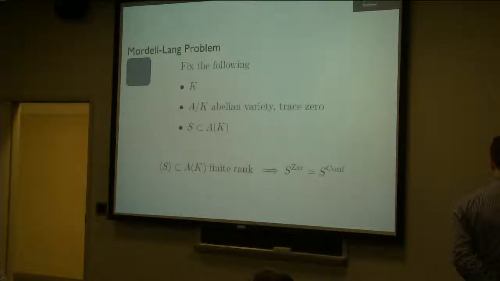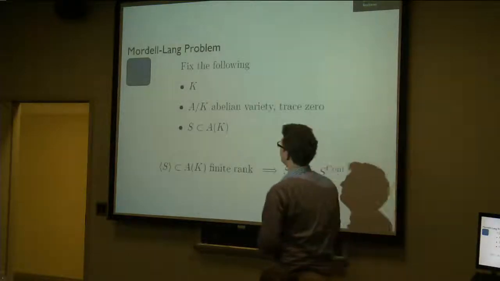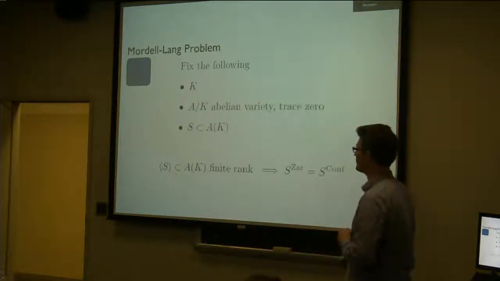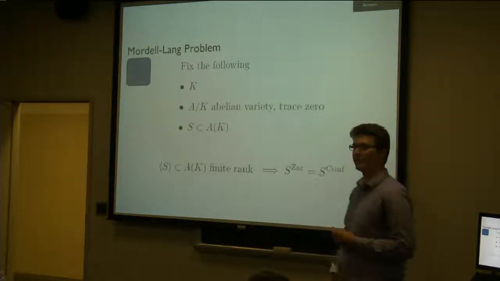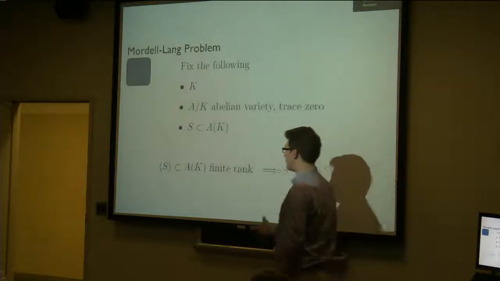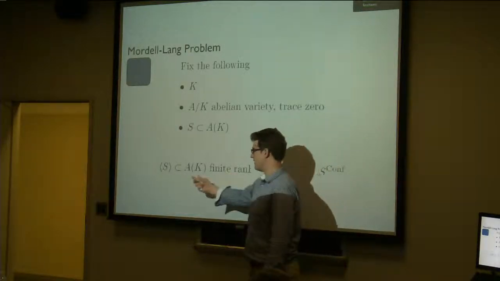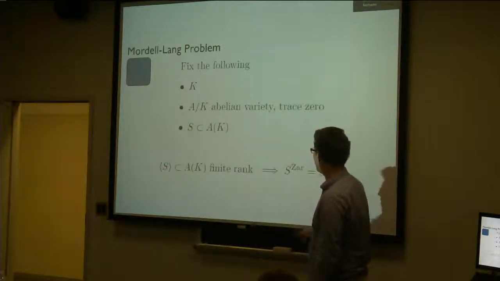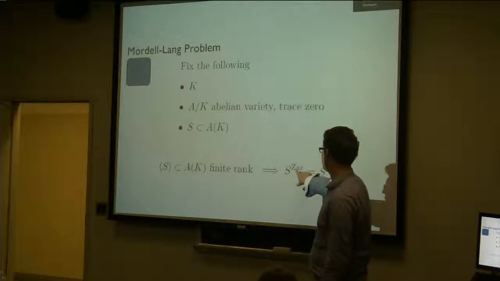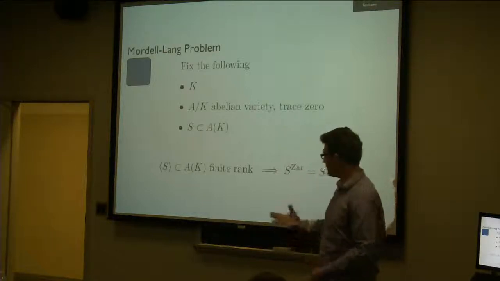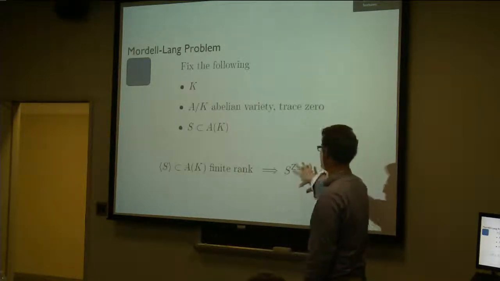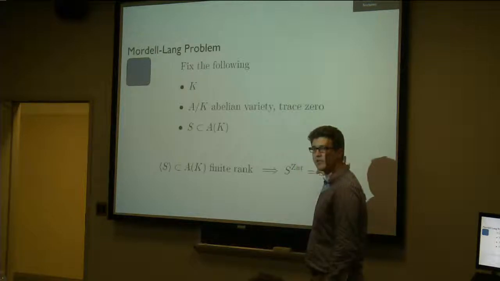Here's the Mordell-Lang problem. You have a field, and an abelian variety defined over your field, which is trace 0, meaning that it has things that don't descend. You take S, a subset of your abelian variety, and if you have the appropriate notion of finite rank, so that the group that the points of S generate is finite rank, then the Zariski closure will be equal to the configuration closure. So once you satisfy this finiteness condition, the Zariski closure of these points has a certain shape, and it looks like this shape.